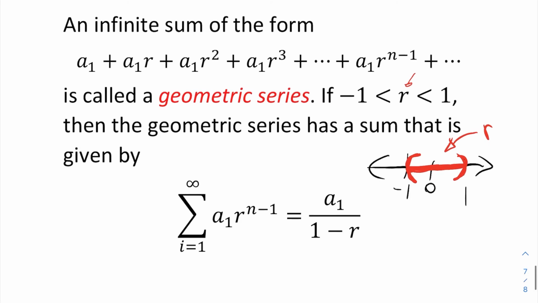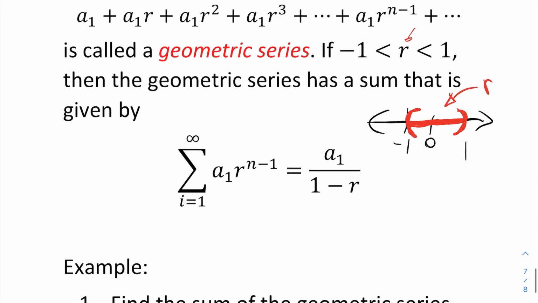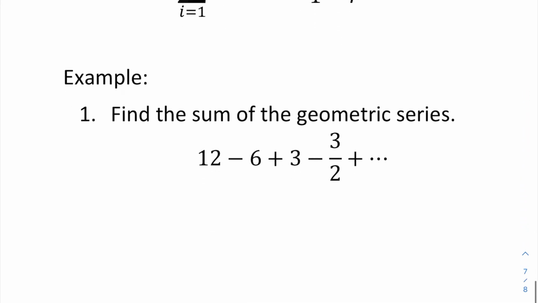And the number that it's going to give you is this number right here. So it turns out that this sum from i equals 1 to infinity of infinitely many terms would just be whatever this gives you: the first term divided by 1 minus the common ratio. Pretty straightforward. Here's an example.